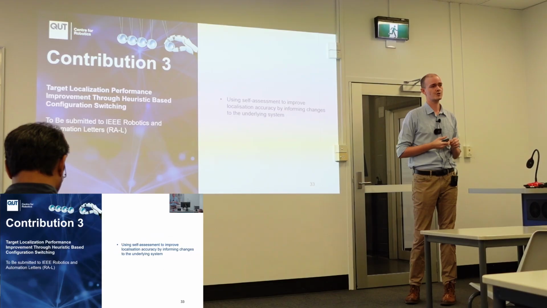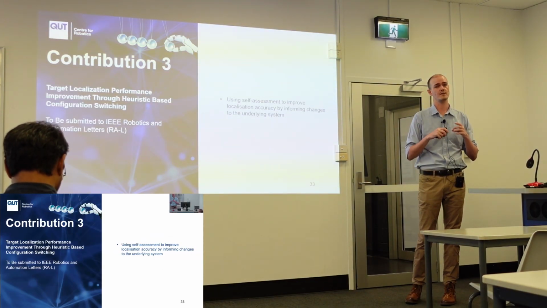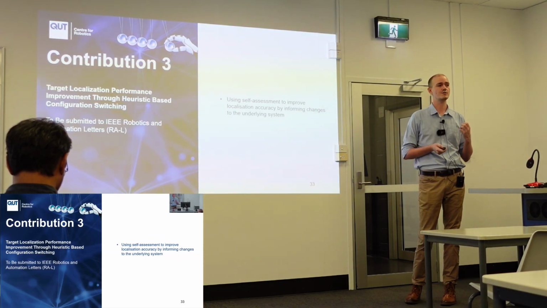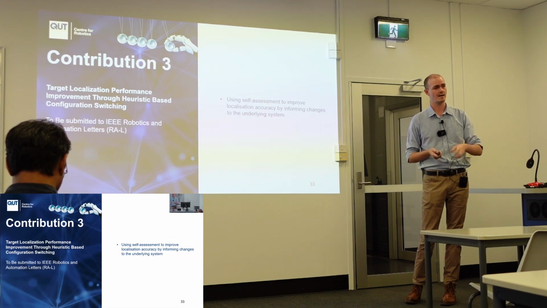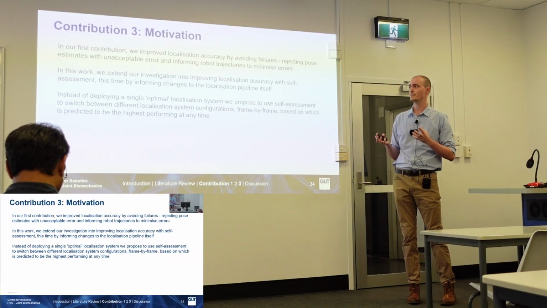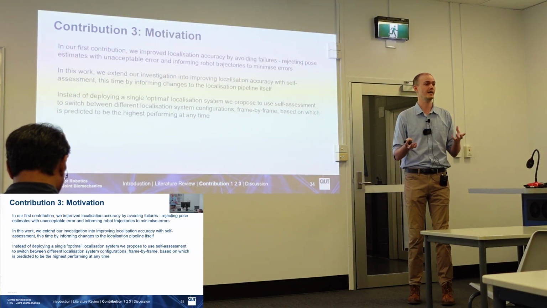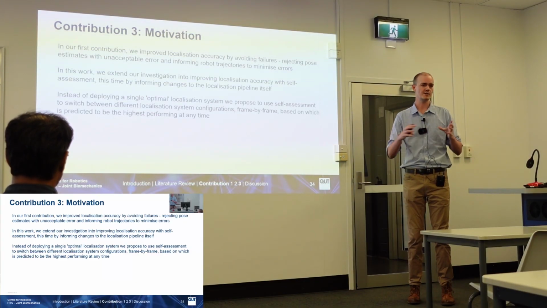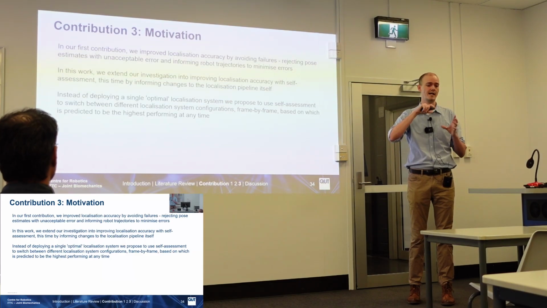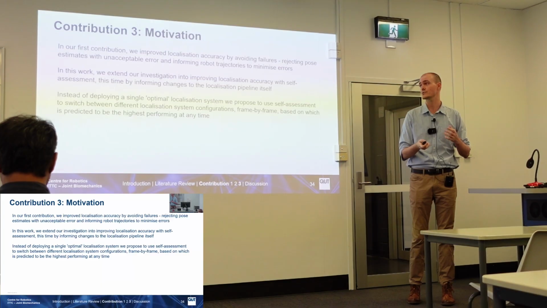In this third contribution, we refocus again on improving localization accuracy using self-assessment processes, this time by informing changes to the underlying localization pipeline itself. So in our first contribution, we propose to improve localization accuracy by avoiding errors, by rejecting pose estimates that had high predicted errors, and by selecting approach trajectories that minimize challenge.